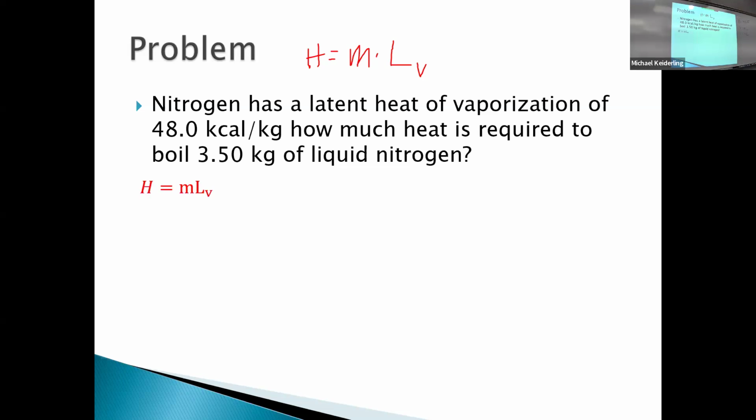So heat is mass times latent heat of vaporization. So 3.5 kilograms times 48 kilocalories per kilogram is 168 kilocalories.